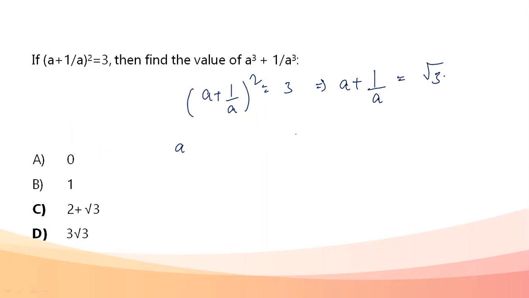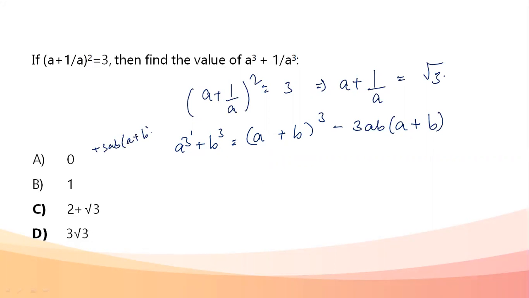I know the formula for a³ + b³ is (a + b) the whole cube minus 3ab into (a + b). This is nothing; I've just expanded the formula for (a + b) the whole cube. (a + b) the whole cube is a³ + b³ + 3ab into (a + b). So from there I took out a³ + b³. It would have been plus 3ab into (a + b), so I took it to the other side and this is how I got the formula.